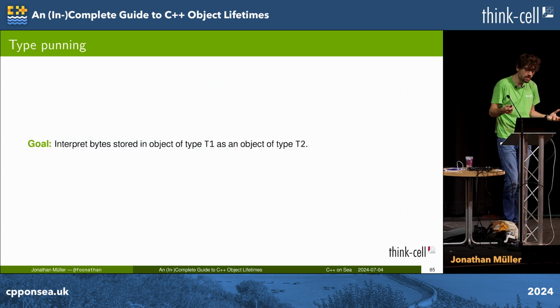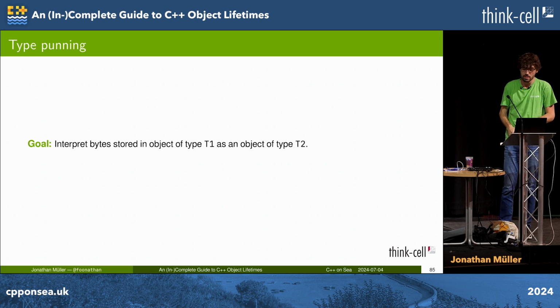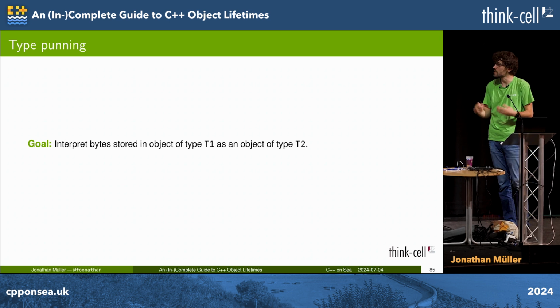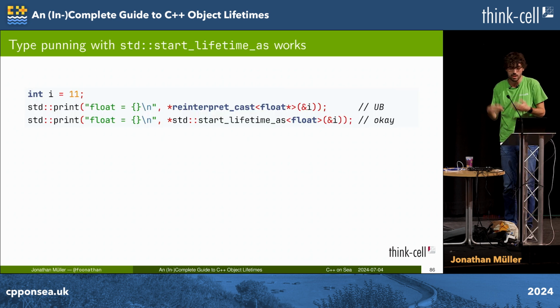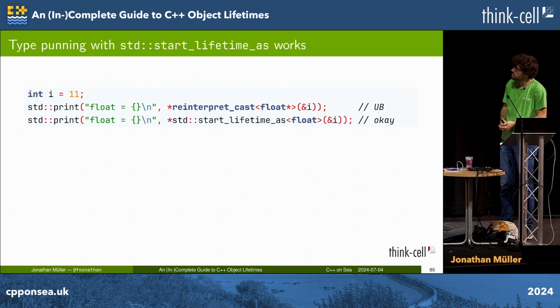So like type punning in general, we want to interpret the bytes stored in one object as an object of another type. And there are various ways we can now do that legally. As we can see, we can use start_lifetime_as. So the simple reinterpret_cast is undefined behavior, but if we start the lifetime as a float, this doesn't change the value, but now we actually have a float. So we can use it.